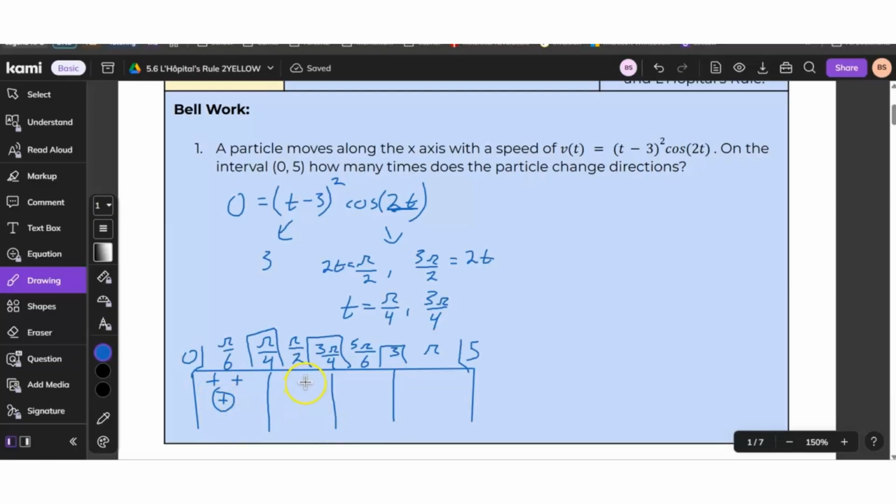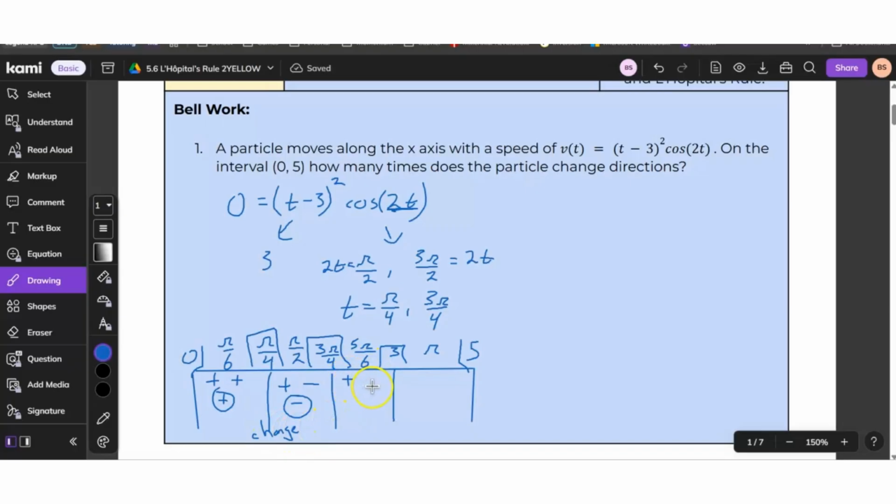All right, then we'll do pi over 2, which is really cosine of pi, because 2 pi over 2 is just pi. Oh, cosine of pi is negative. It's negative 1. So it's negative. It changed. All right, let's do 5 pi over 6.